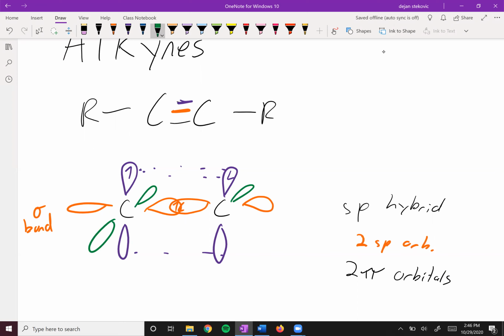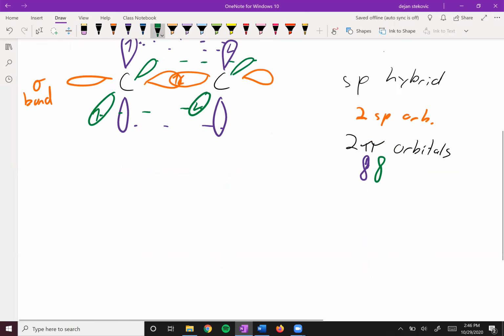And then finally, we have another set of p orbitals, 90 degrees to this other one, and that'll make up our triple bond, right? So our two pi orbitals provide our double and triple bond, right? And remember, these pi orbitals are going to be more reactive, like we've seen with the alkenes.